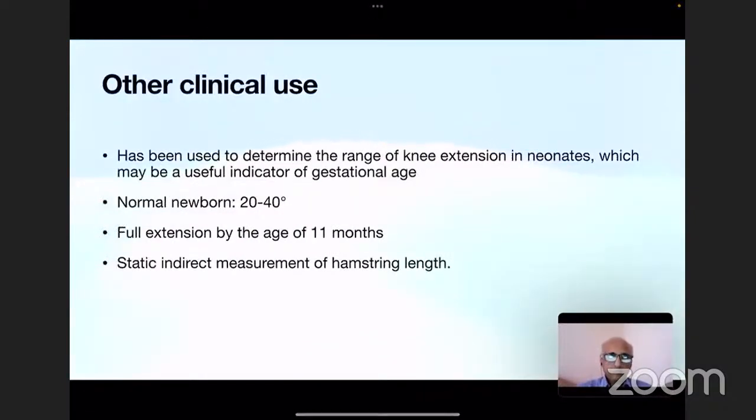The other clinical use of popliteal angle could be that it has been used to determine the range of knee extension in neonates, which may be a useful indicator of gestational age. For a normal newborn, it is 20 to 40 degrees, and full extension is achieved by the age of 11. And it is also a static indirect measurement of the hamstring length.